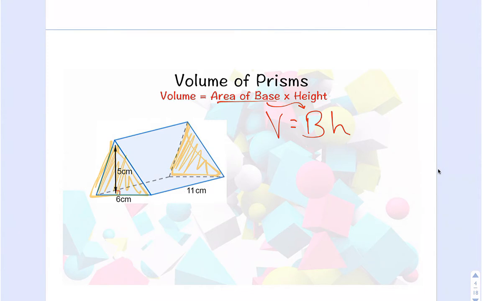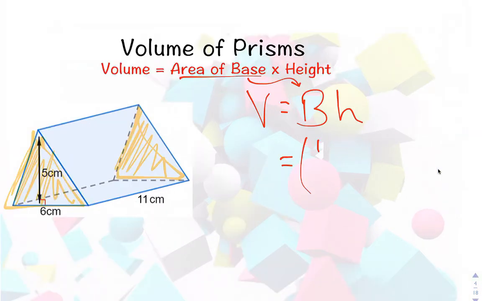Okay, so if I want to find the area of that base, remember it's 1/2 base times height. So in this case, I'm going to have 1/2 times my base of the triangle, 6, times the height, which is 5. So that's my big B.